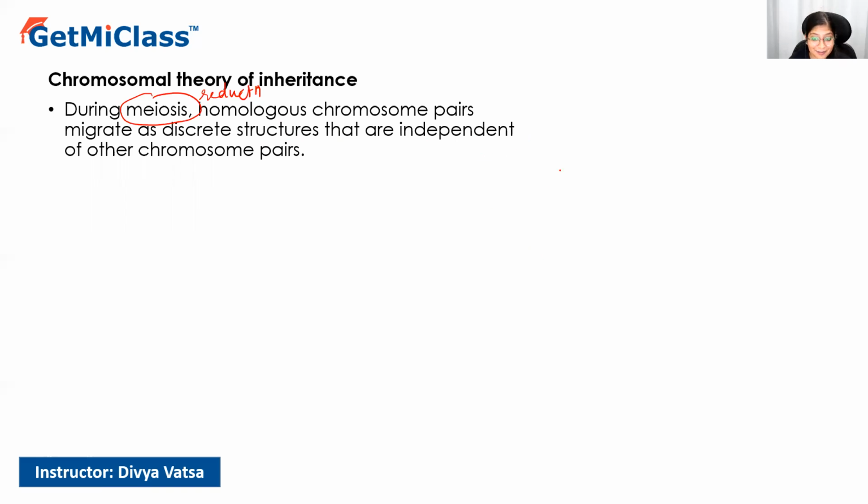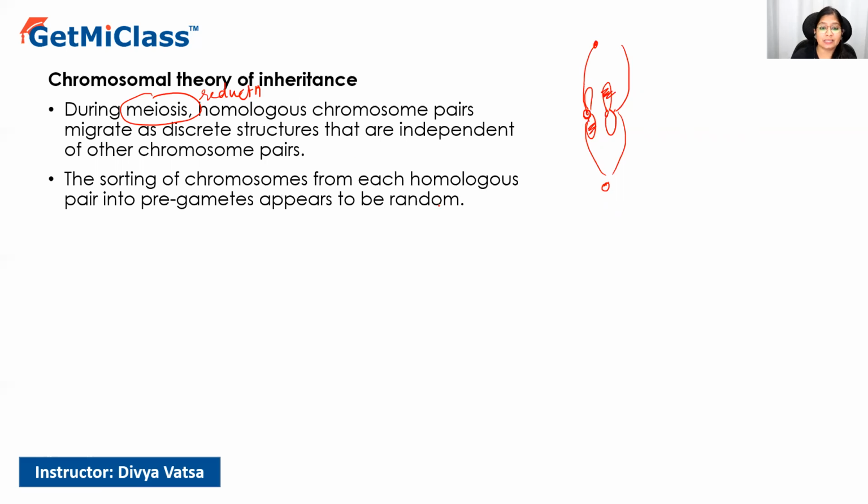Now, in 11th standard, when you studied meiosis, you saw that after prophase I, when the chromosomes have undergone chiasmata, they have exchanged information. After that, they will independently move, whenever the spindle fibers attach, independent of other chromosome pairs. This sorting of chromosomes from each homologous pair into pre-gametes appears to be random. And this process is completely random.